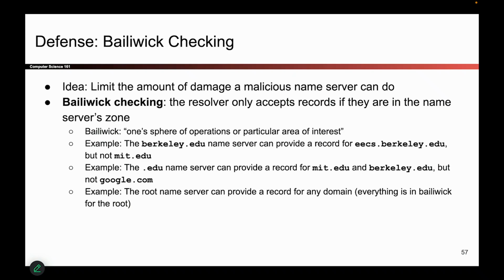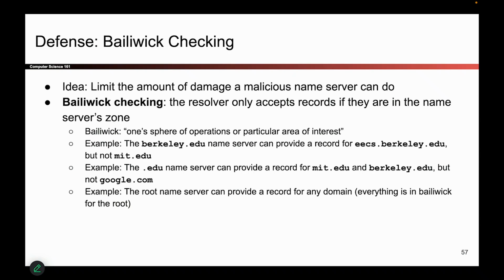So one defense that you can do as a resolver or an end host is to only accept records if they're in the zone of the name server that you're asking. Now, this has a fancy term. It's called bailiwick checking. If you look up this word in the dictionary, it's from legal terms, and it means one sphere of operations or area of interest. So basically what this is saying is that the berkeley.edu name server has one particular area of interest that it's good at, and it can only serve records from that particular zone.